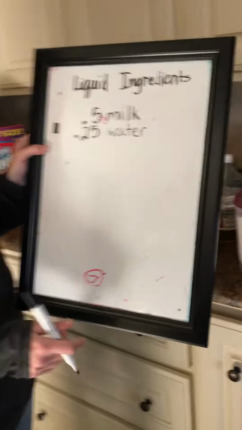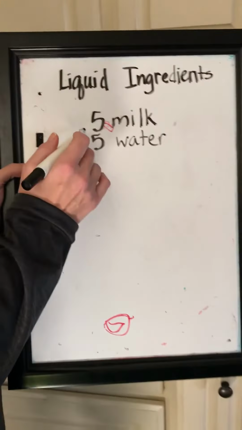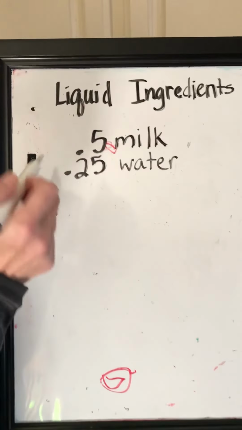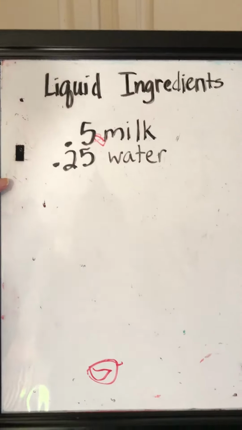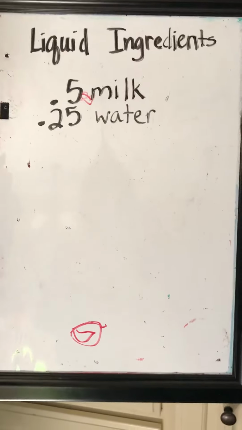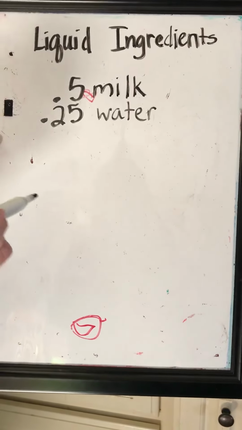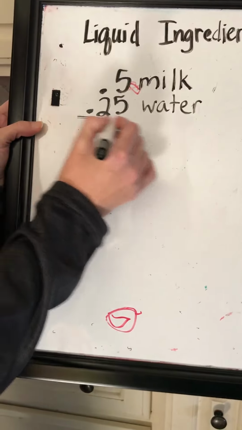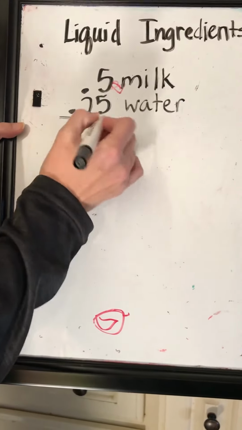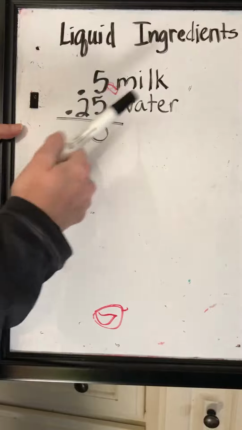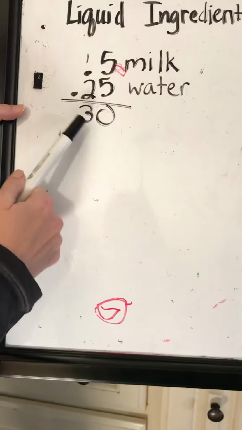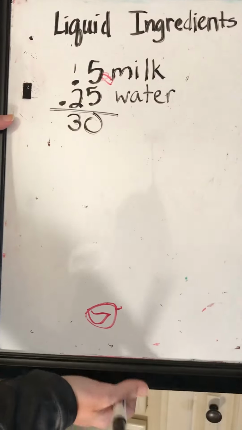And for the liquid ingredients, it requires half a cup of milk and a quarter cup of water. So I wrote these measurements as decimals, and I want to know what's the total amount of liquid ingredients. So if I just take what I have here and add this together, just based on how it's written, it may look like this on the recipe, then I get 30, and I don't really know what that means.